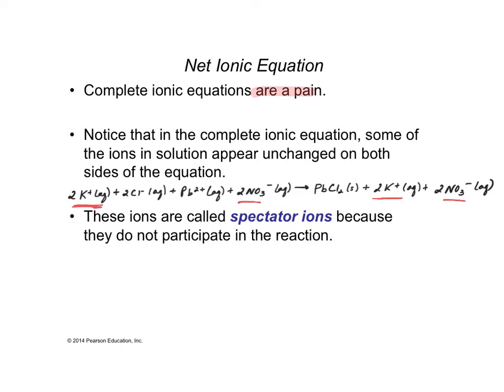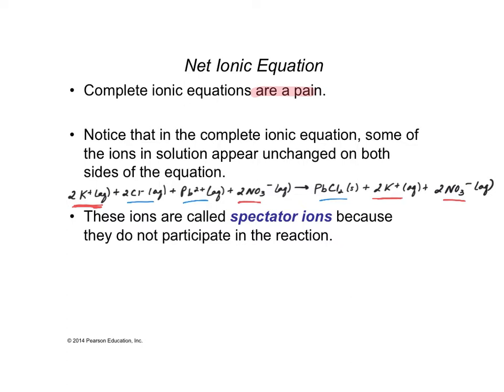They are essentially just hanging around, spectating the reaction, getting in the way of what's actually really occurring, which is chlorine finding lead and making our new compound. Okay, so what will happen with respect to these spectator ions is that we can frequently remove them. Okay, so who are the spectator ions again?